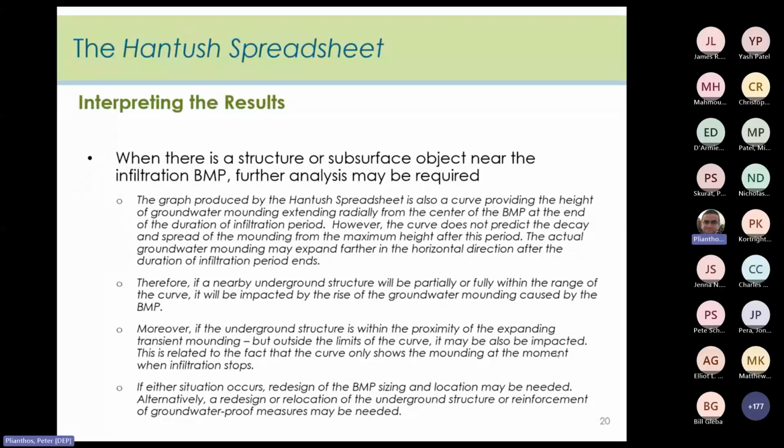This means that if an underground structure appears to be above the mounding predicted by the spreadsheet or out of range of the mounding altogether, it may still be inundated when the mounding height decays, since the hand-touch spreadsheet does not provide the height of the tails of the mounding during the decay period. Therefore, caution should be used when applying the spreadsheet to analyze adverse impacts to subsurface structures in proximity to an infiltration BMP.